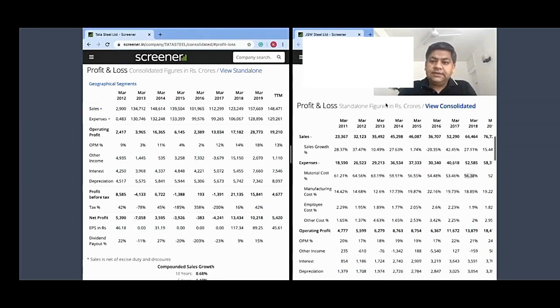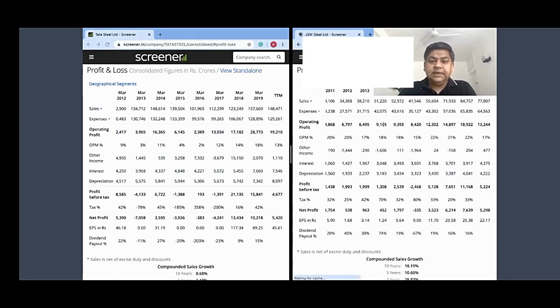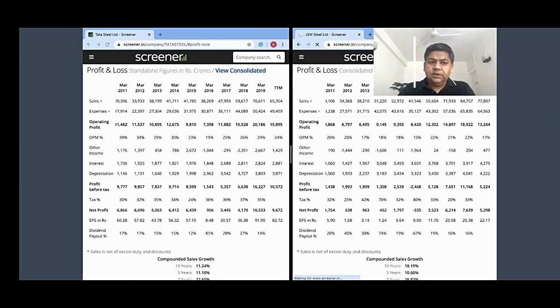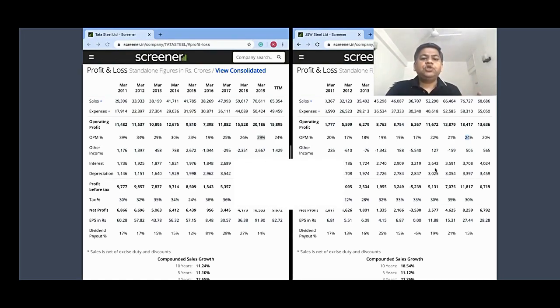If I see the standalone, we can certainly see that Tata Steel is having an edge. Also, something I forgot to show you: the OPM percentage is 29 for Tata Steel, and for JSW Steel it is 24. So operationally, Tata Steel has been able to post better operating profit out of its sales than JSW Steel.